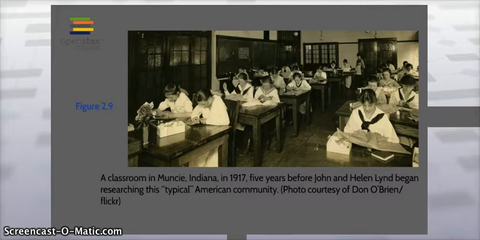Choosing Muncie, Indiana, population about 30,000, as their subject, they moved to the small town and lived there for 18 months. The Linds focused their study on the impact of industrialization and urbanization. They observed that Muncie was divided into business class and working class groups. The two classes led different lives with different goals and hopes.